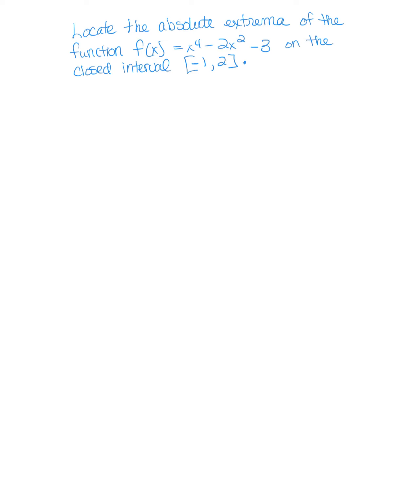Okay, so this problem here says locate the absolute extrema of the function f of x, which equals x to the 4th minus 2x squared minus 3 on the closed interval -1, 2. First thing we're going to do is take the derivative. So f prime of x equals 4x cubed minus 4x minus nothing, right, because that's a constant.